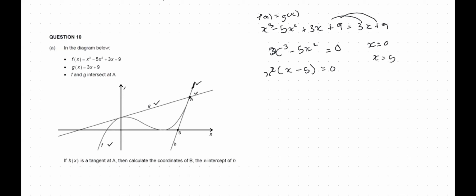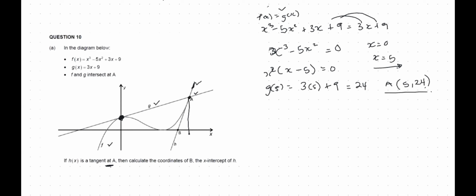Clearly, we can see that x is not equal to 0, so there's this point over there, and that may be the point that they're talking about, but x in this case will be equal to 5. Now, we can substitute this x equal to 5 in any of these two equations in order for us to get the y value, but it would make it simpler if we just use the straight line. So g of x at 5 is equal to 3 multiplied by 5 plus 9, giving us a y value of 24. So the point A is 5 and 24.